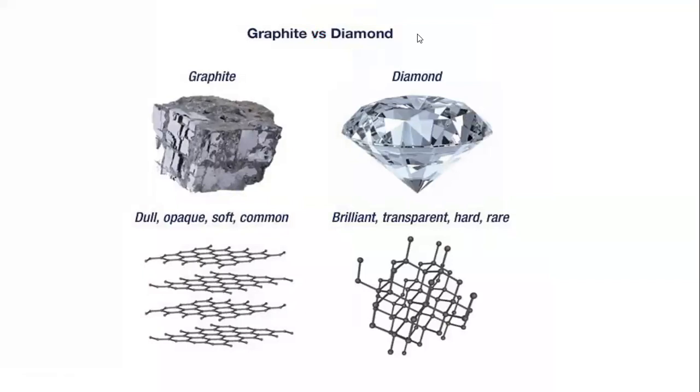So then, you can see graphite and diamond. It's a big comparison. What is the graphite and diamond comparison? Graphite is dull, not shiny like diamond. Graphite is opaque, diamond is transparent. Diamond is hard, graphite is soft. Graphite is common, but diamond is rare.